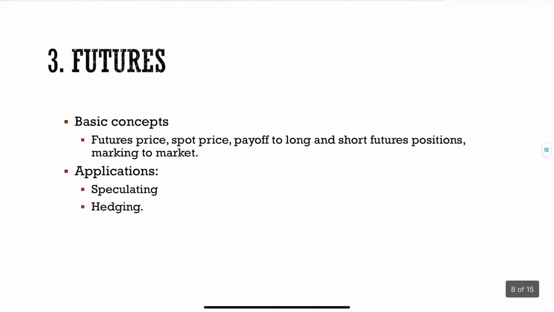And then we talk about futures. Futures is another derivative. And again, you have to understand these basic concepts. That is, what is a future price? What is a spot price? What is the payoff to long and short futures positions? And you also need to understand the notion of marking to market and how to calculate it, right? And then there are two kinds of applications in futures. You could speculate or you could hedge.